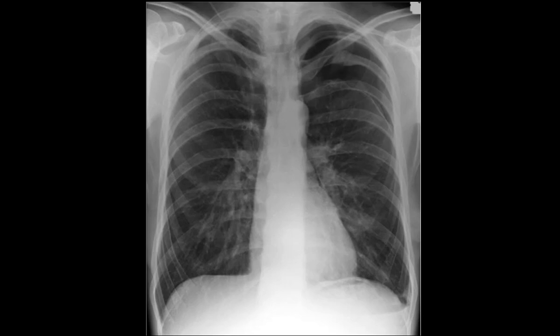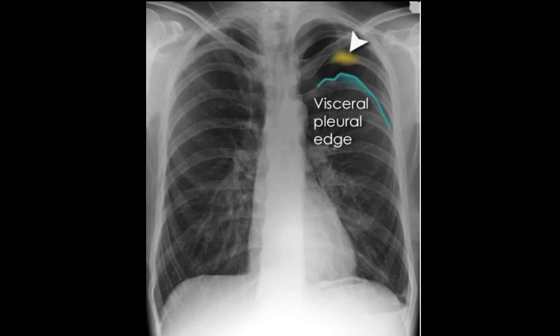What do you see here? Yeah, this is a left-sided pneumothorax, and you can see the visceral pleural lining lying here. So this is the pleural edge and there is pneumothorax at the apex of the left lung.